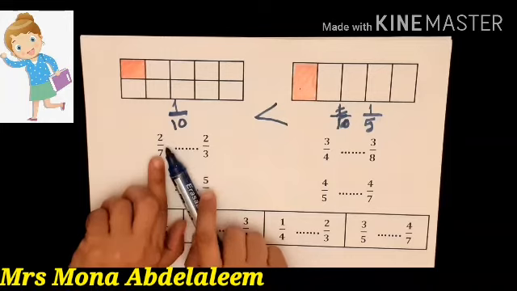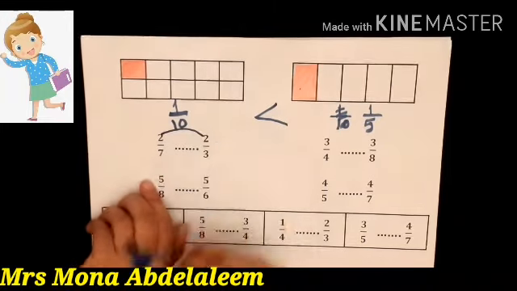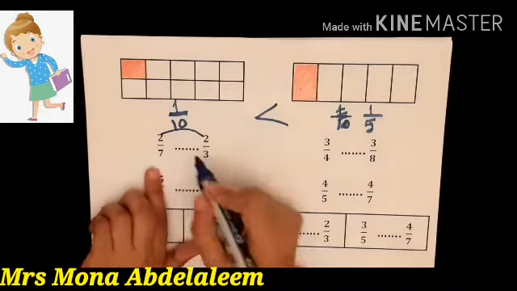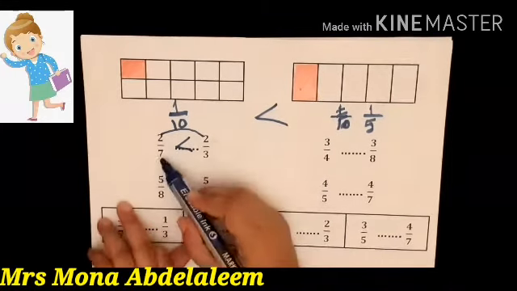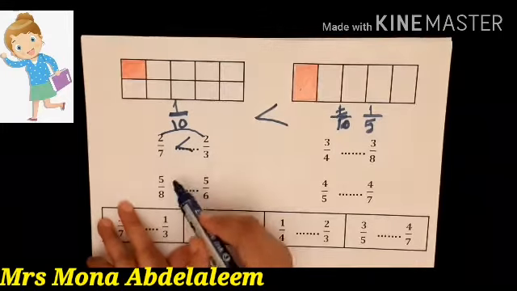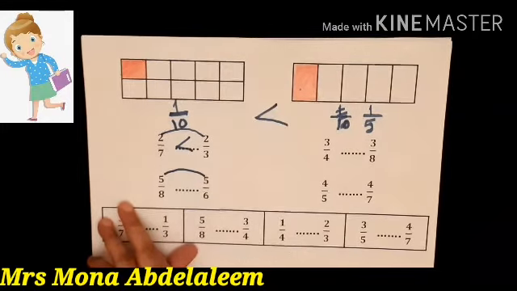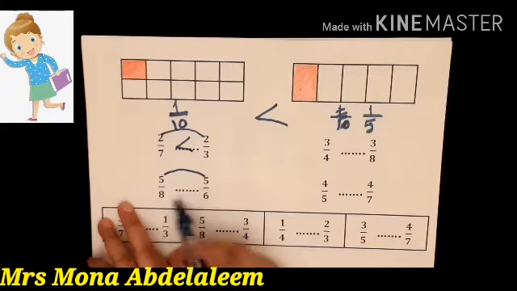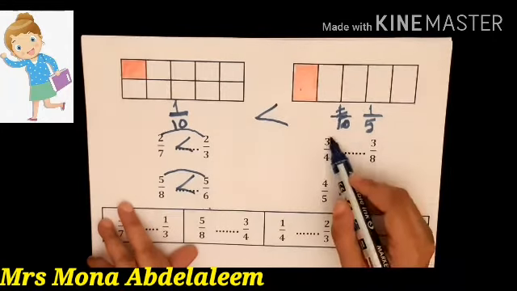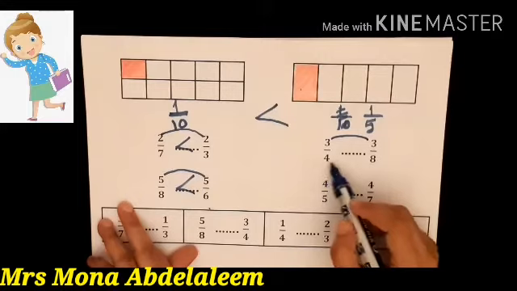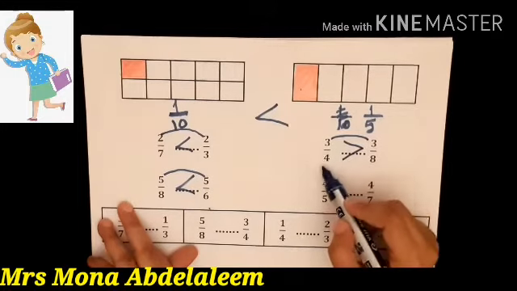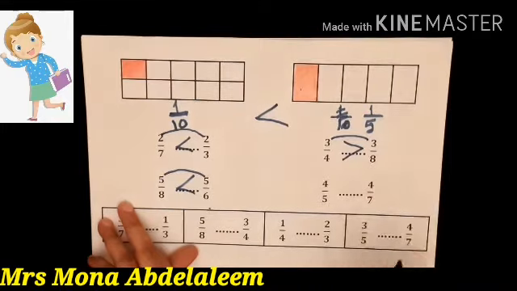Look at the numerator. The numerator is the same, 2 and 2. So which is greater, 7 or 3? 3. So 2 over 7 is less than 2 over 3. Look at the numerator, 5, 5, the same. Which is greater, 8 or 6? 6. Now 3 over 4, 3 over 8. The numerator is the same. Which is greater, 4 or 8? 4. So 3 over 4 is greater than 3 over 8. Look at the numerator, the same numerator. So which is greater, 4 over 5. Okay?